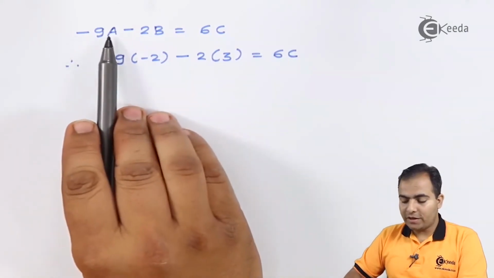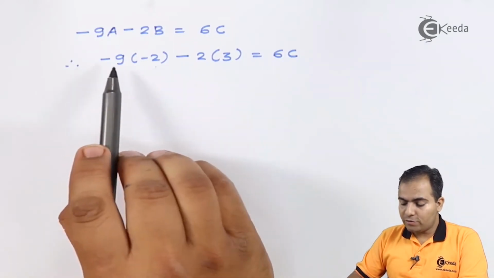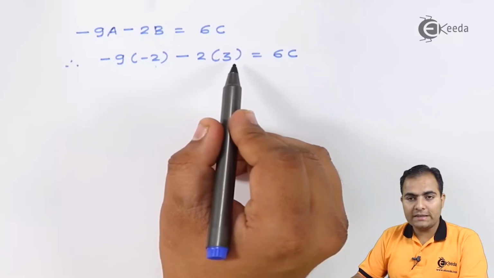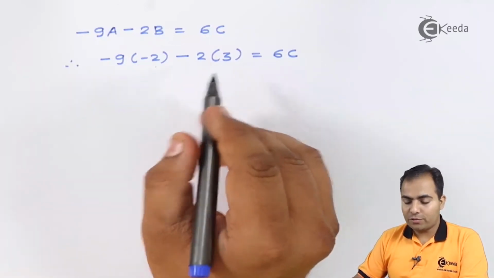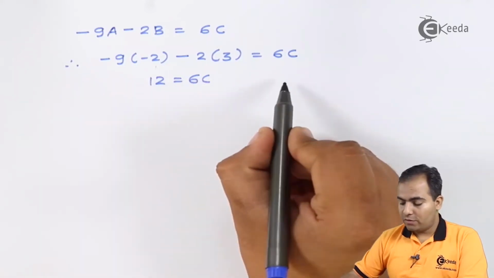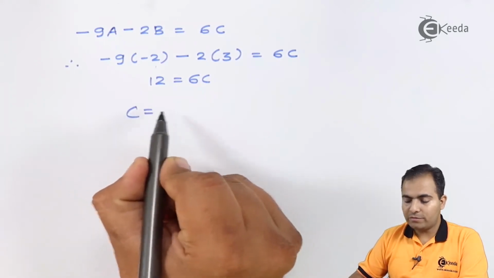So as I know that A value was -2 and B value which is calculated as 3. Now just do the multiplication. -9 into -2, answer is 18, and 2 into 3 is 6. 18 minus 6 becomes 12, and here we have 6C. If I divide this, then what you will get, C equals 2.